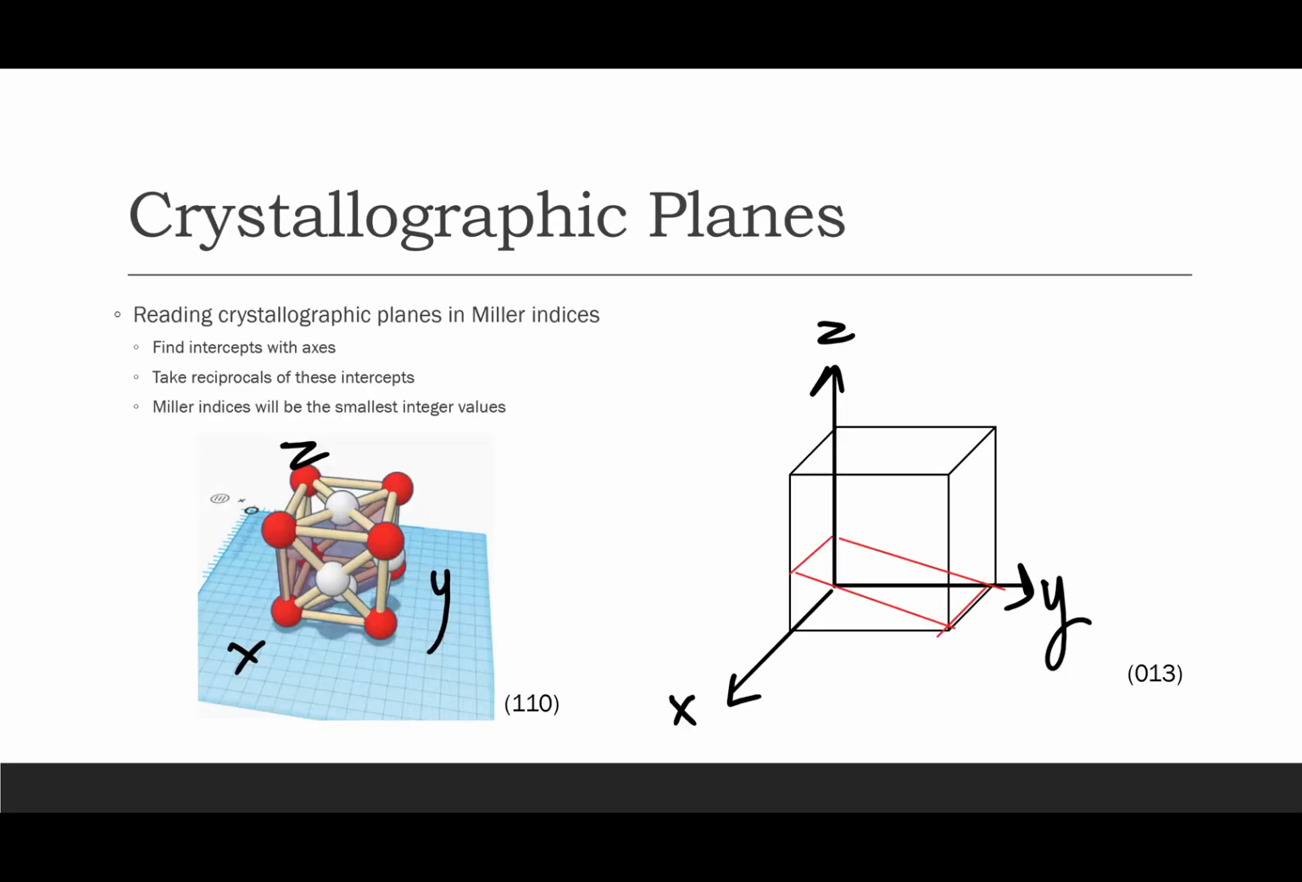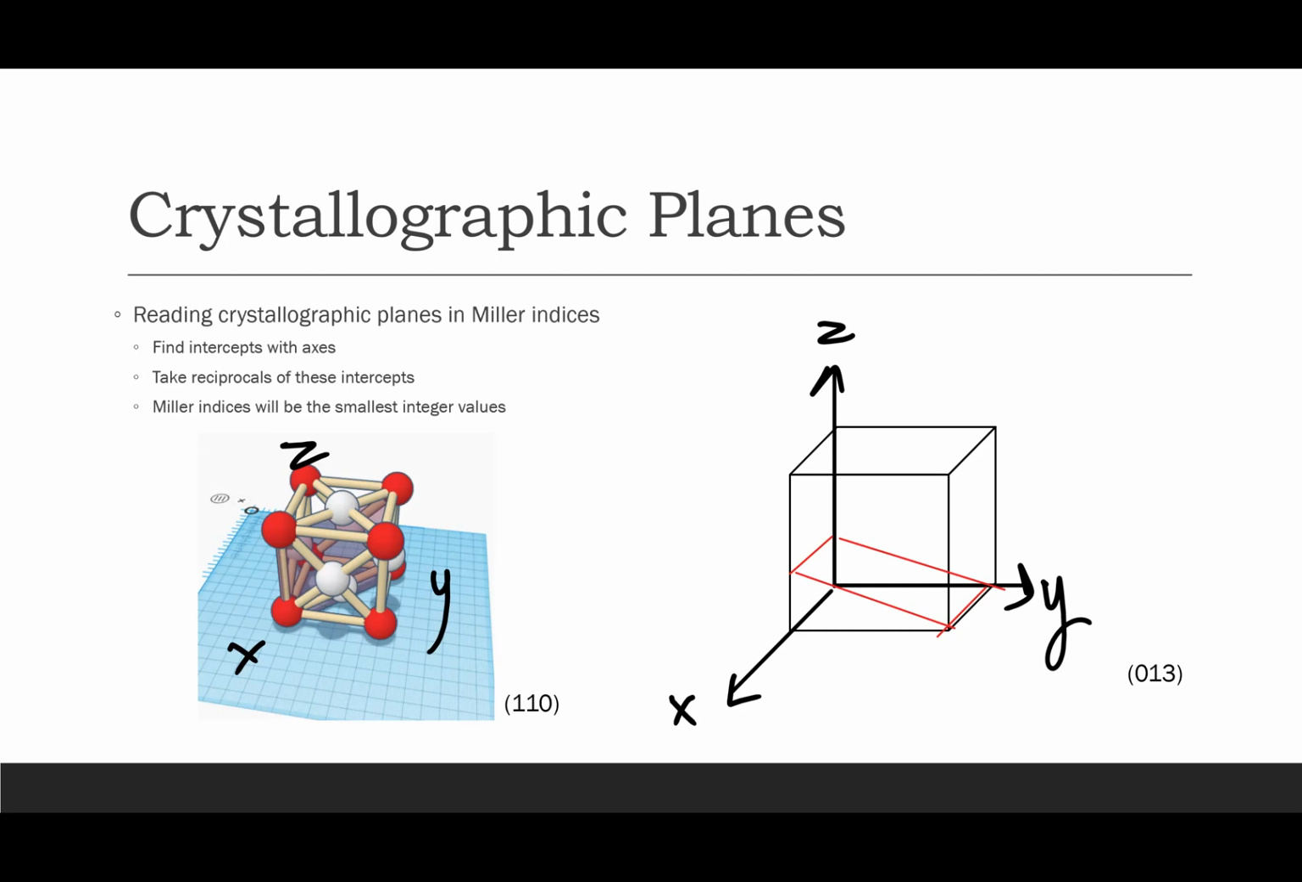Another topic I wanted to touch on was the crystallographic planes and Miller indices. It's a pretty simple process to be able to read a plane in its Miller indices. And that's just to find where a plane intercepts with the axes, take the reciprocal of these intercepts, and then multiply it to make the smallest integer value.